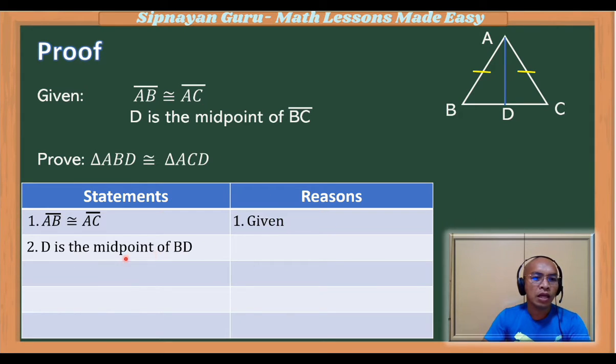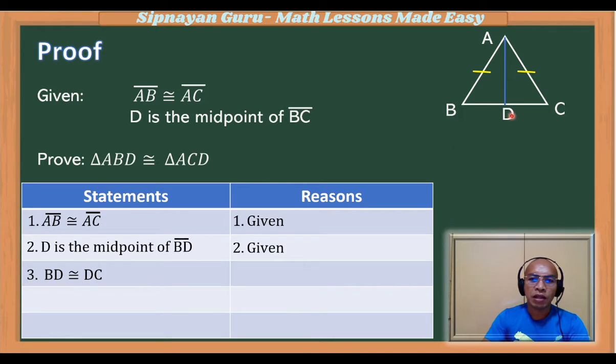We can also say that D is the midpoint of BC. So what is the reason why we said that this statement is true? Because again, this is given. Since we established that these two sides are congruent, we put identical markings on the triangle. We all knew that the midpoint divides the segment into two equal parts.